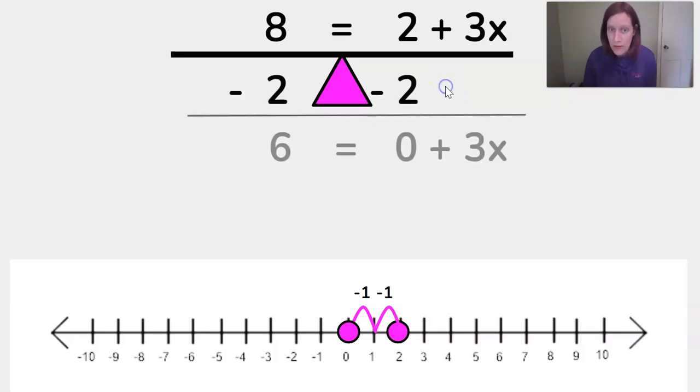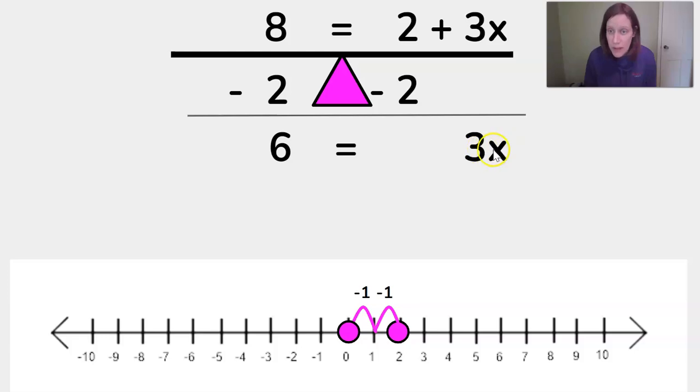When we do that, we're going to see that we have 8 minus 2 is 6. 2 minus 2 is 0. So now we have 6 equals 0 plus 3x. But we don't need that 0 here anymore. So instead, I'm just going to write it like this: 6 equals 3x. And now, again, I don't want to know what 3 groups of x are. I just want to know what's 1x. So we're going to do the inverse operation. We are going to do the opposite.